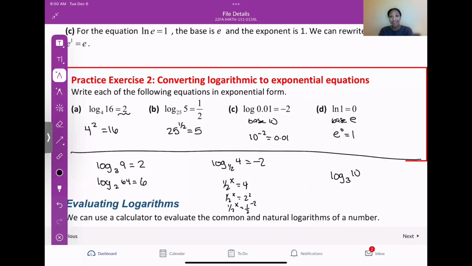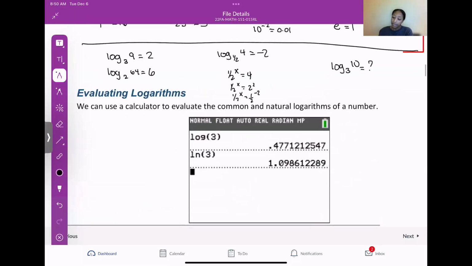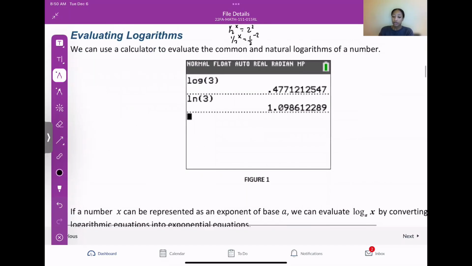I know 3 squared is equal to 9. I know 3 cubed is 27. So the answer is something in between 2 and 3. And again, we can use our calculators to help us solve that. So that brings us to here. We can use our calculators to evaluate logarithms that are in terms of the common log or the natural log, because those are the buttons we have on our calculator. All scientific calculators will have those.